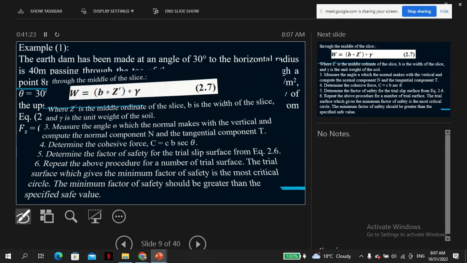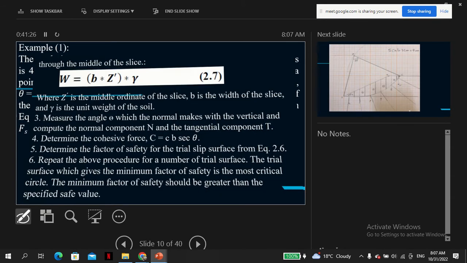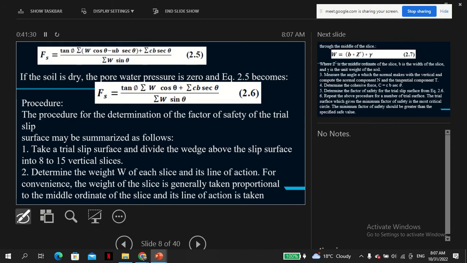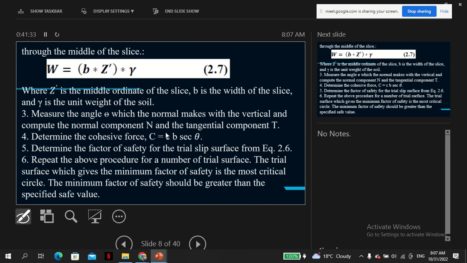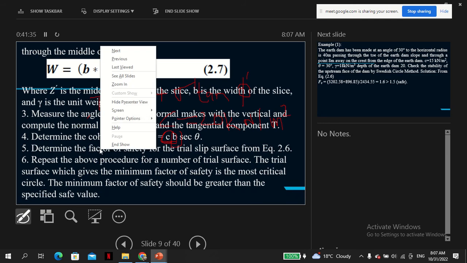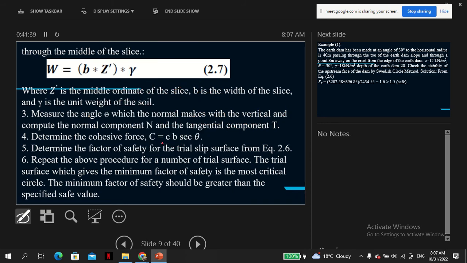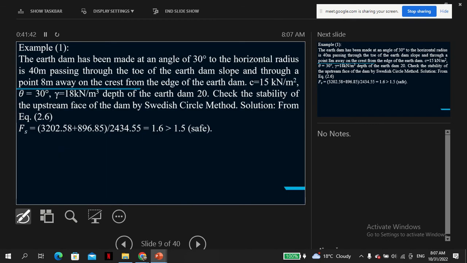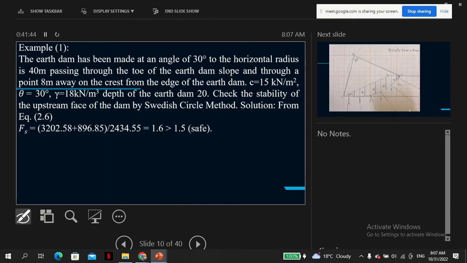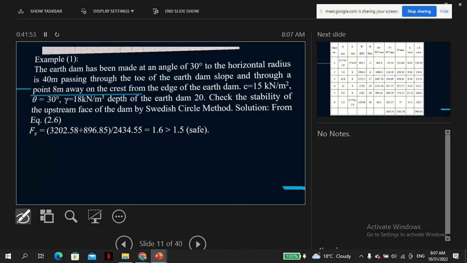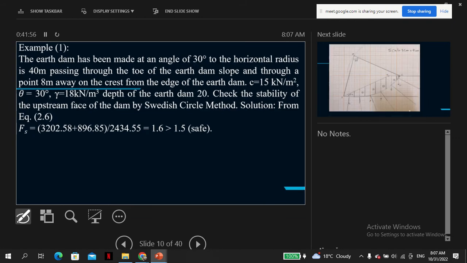And so once you do that, then you are able to solve your problem. So there is an example demonstrated to you there.